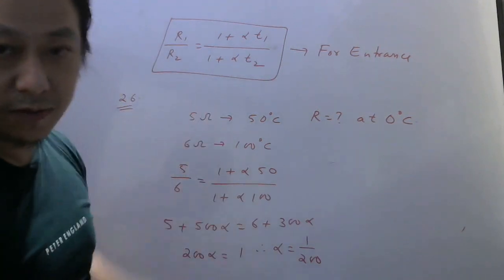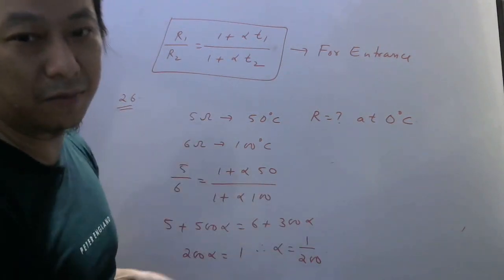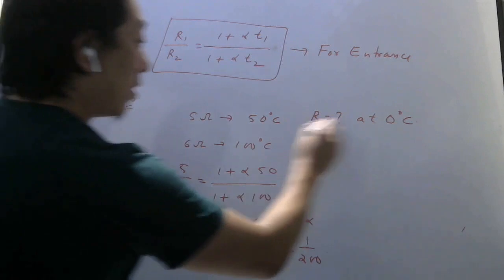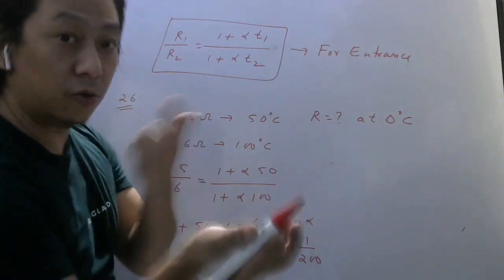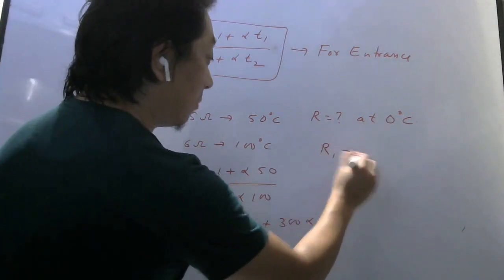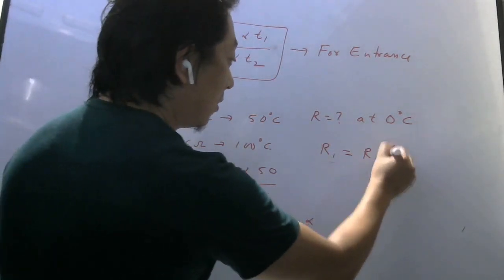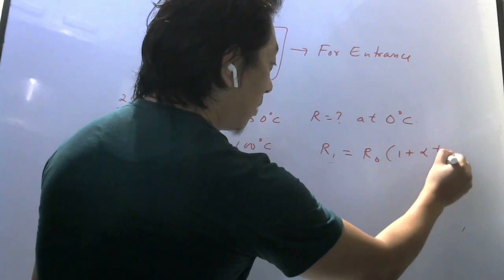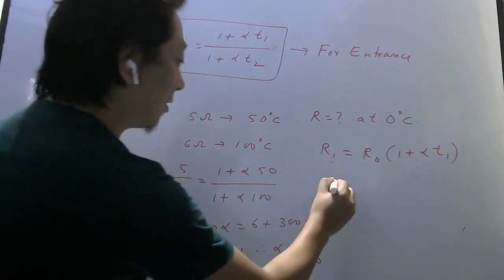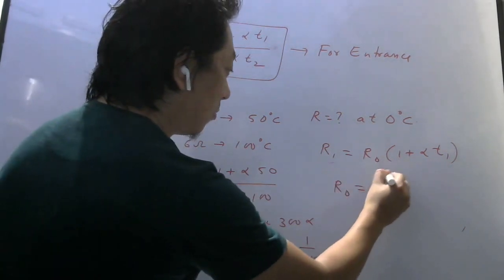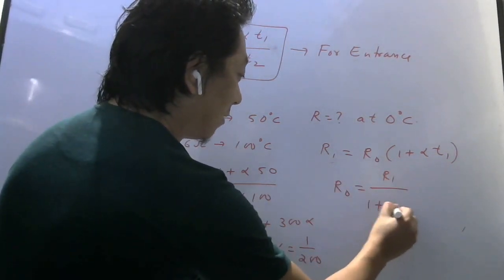Okay, basically we have just repeated the same kind of question. Now they want resistance at 0 degrees Celsius. Now R1 or R2, your wish. You can write R1 as, what in the beginning I told, R naught (1 plus alpha T1). Remember, right? And what is R naught? Resistance at 0 degrees Celsius. So R naught will be R1 divided by (1 plus alpha T1).